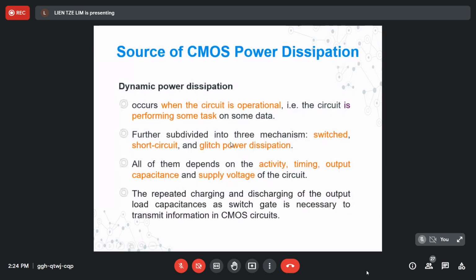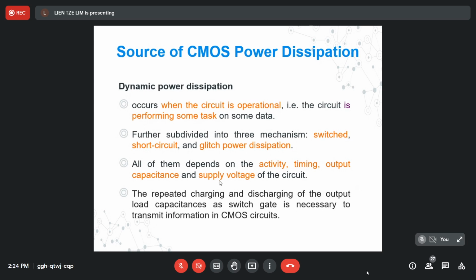Next is dynamic power dissipation. It occurs when the circuit is operational, for example, when the circuit is performing some tasks on some data. You must remember that dynamic power dissipation occurs when the circuit is on. It is further subdivided into three mechanisms: switching, short circuit, and glitch power dissipations. All of them depend on the activity, timing, output capacitance, and supply voltage of the circuit.